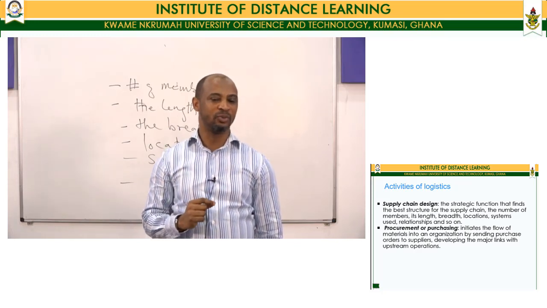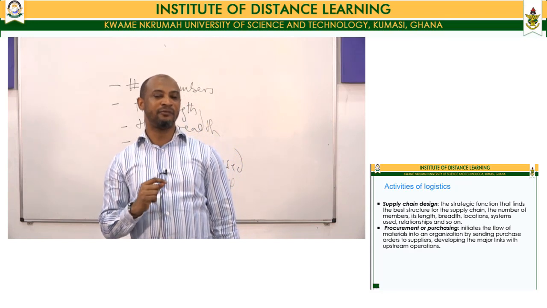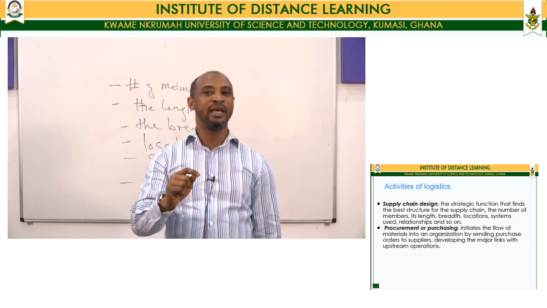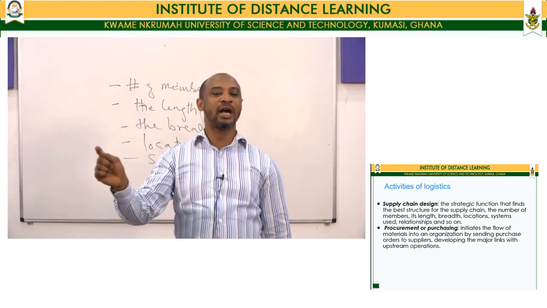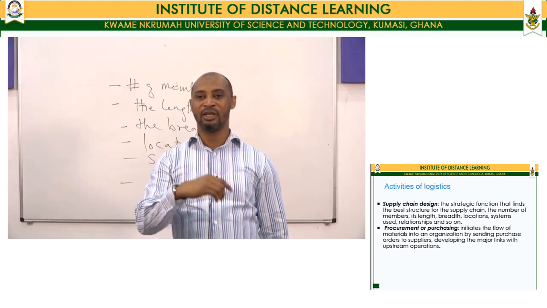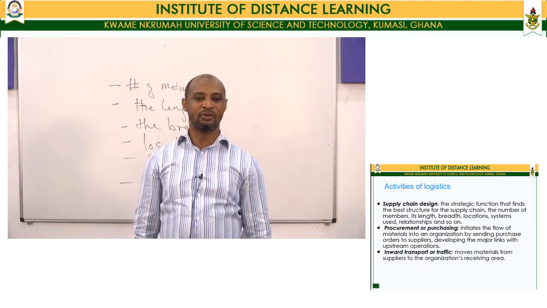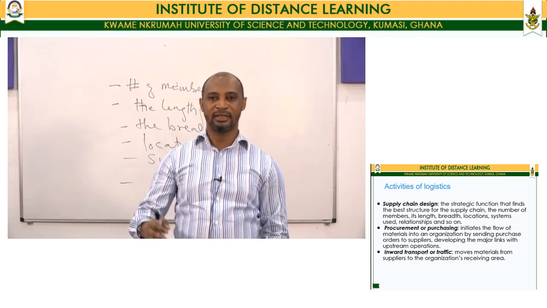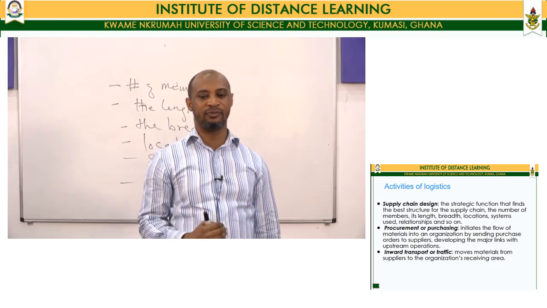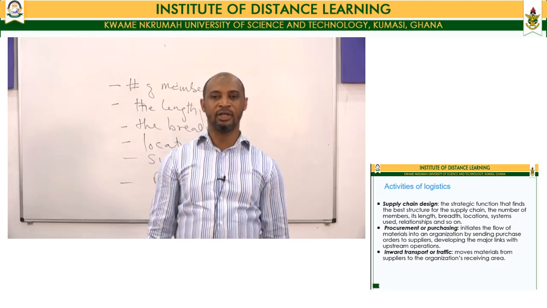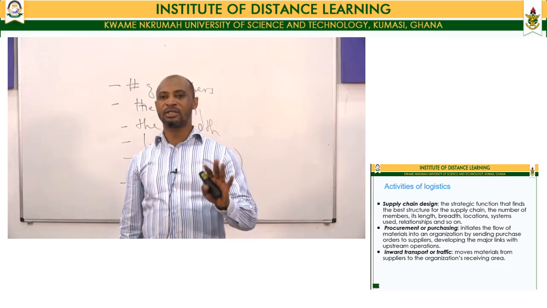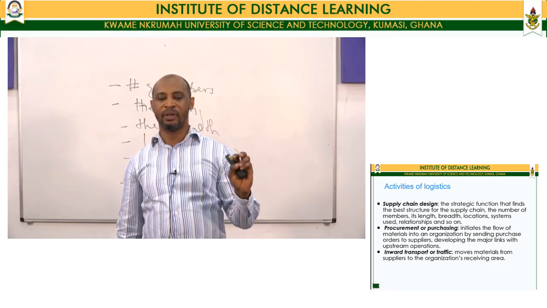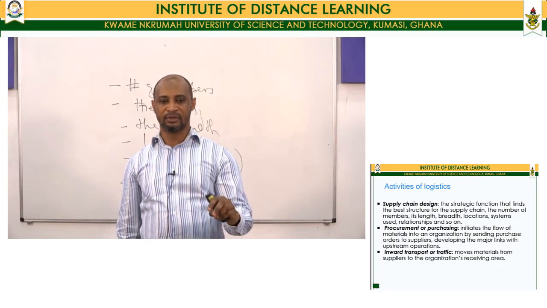So take note of this. You see that the procurement or the purchasing function of the logistics activities is responsible for developing the major links, but with which part of the supply chain? The upstream. It is important to remember that. Then we have inward traffic or transport. That is making sure that the materials move from suppliers to the organization's receiving area. So the logistics activities are generally three: supply chain design, procurement or purchasing, and inward transport or traffic.